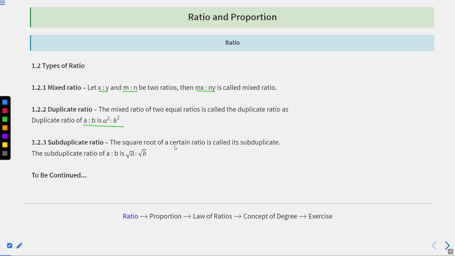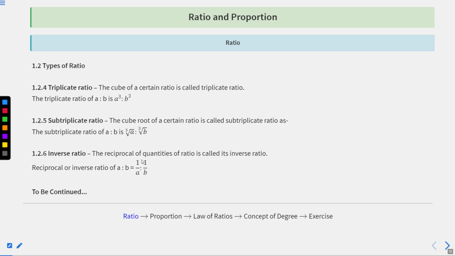Subduplicate ratio, the square root of certain ratio is called subduplicate ratio. So if A is to B is a ratio, then subduplicate ratio is under root A is to under root B. Triplicate ratio. The cube of certain ratio is called triplicate ratio. The triplicate ratio of A is to B is A cube is to B cube.